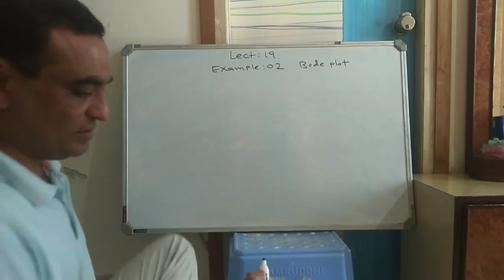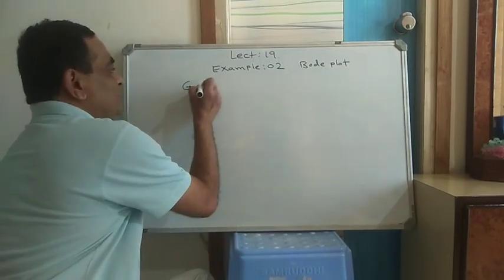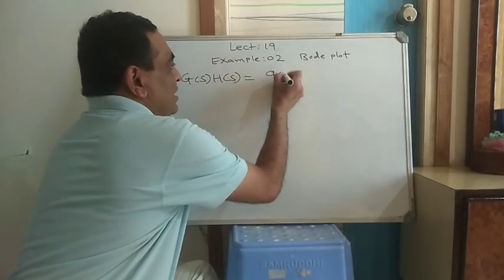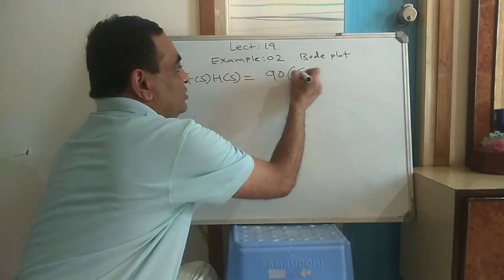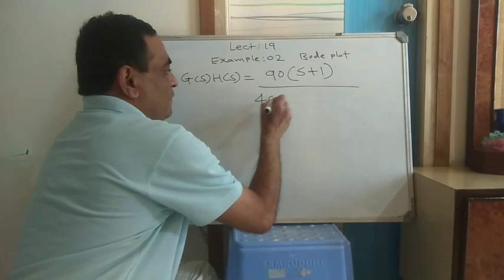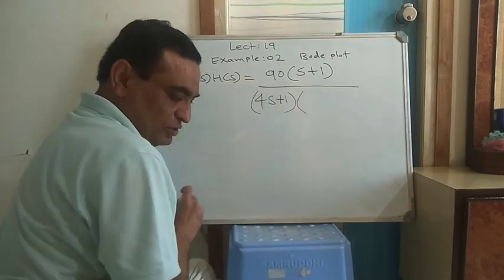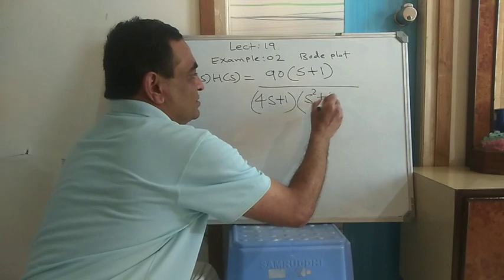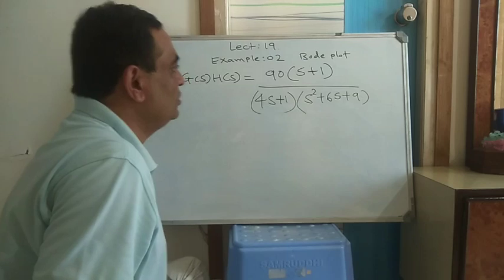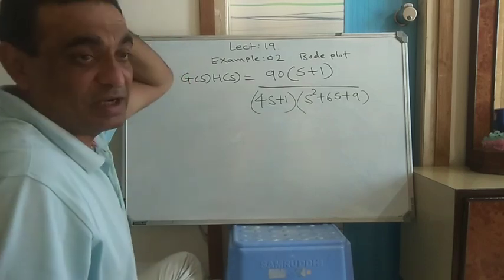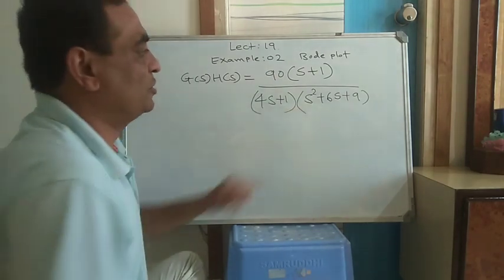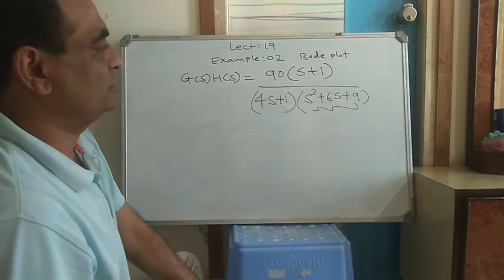The example is the open loop transfer function G(s)H(s) is given as 90 upon (s plus 1) divided by (4s plus 1) into (s square plus 6s plus 9). So I need to check whether it is in the time constant form or not. Before that, I need to check the second order term. Can I factorize this or not?